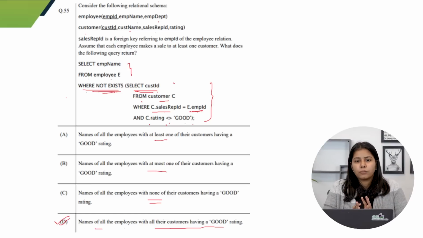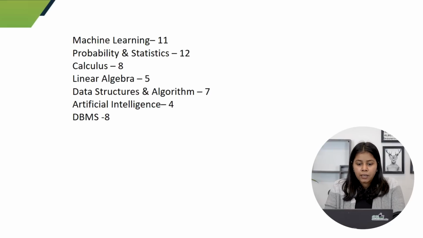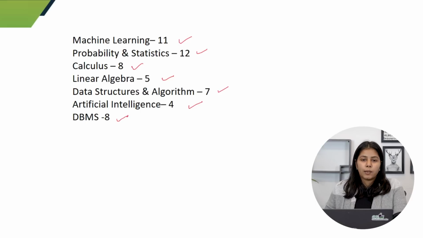Okay, so these are most of the questions for the GATE data science sample paper. And I told you that I'm going to analyze that paper as well. So you can see on my screen what we have solved here. We have 11 machine learning questions, 12 probability and statistics, 8 calculus questions, 5 linear algebra, 7 data structures and algorithms, 4 artificial intelligence, and 8 DBMS questions.